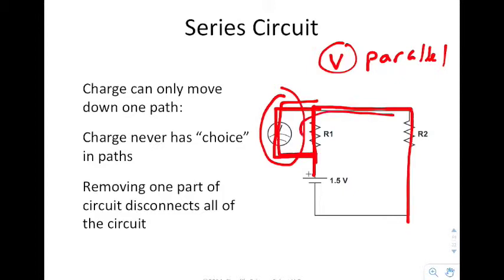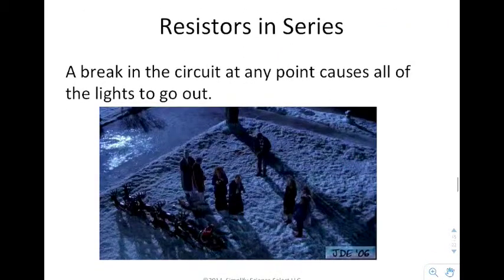These two resistors are considered to be in series, because if I go through the first resistor, R1, I have to go through the second resistor, R2. The second part of that is if you remove any particular component of a series circuit, it will disconnect the entire thing. When you do this, it will cause all of the lights to go out, and that makes it really frustrating if Christmas lights were in series. Because of that, they're not in series.